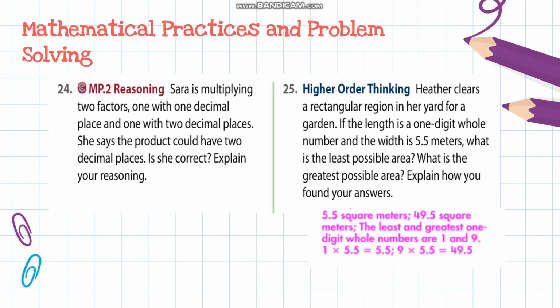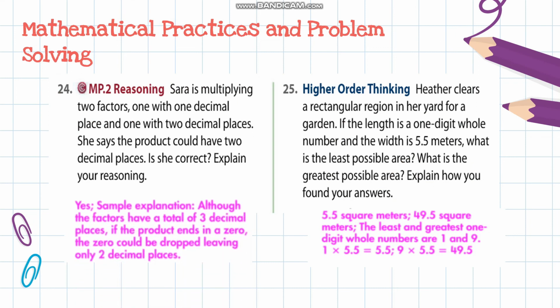Number 24. Sarah is multiplying two factors, one with one decimal place and one with two decimal places. She says the product would have two decimal places. Is she correct? Explain your reasoning. The answer is yes. Although the factors have a total of three decimal places, if the product ends in a zero, the zero could be dropped, leaving only two decimal places.